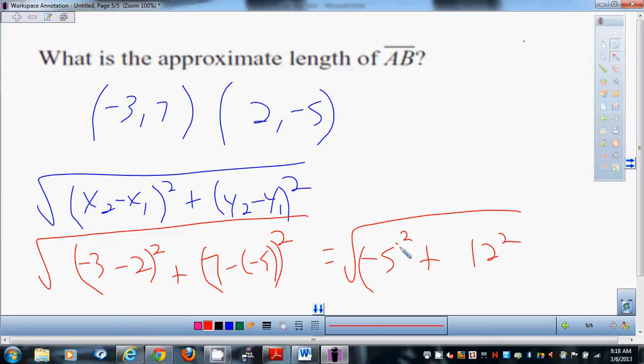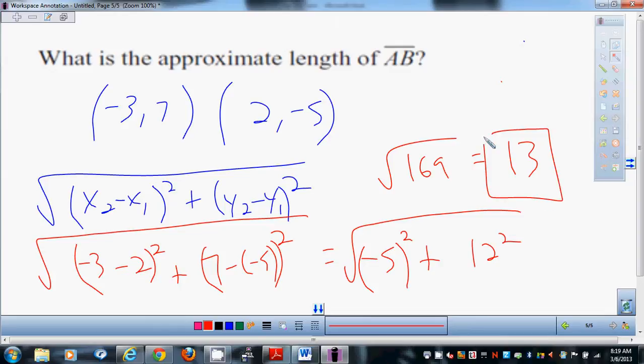So anyway, 25 plus 144 is what, 169? And what's the square root of 169? 13. Now, so that's our answer. You might also have an ugly radical, in which case it'll probably just stay that way. But distance formula is what you'll use for the length of a segment. Questions? Anybody?